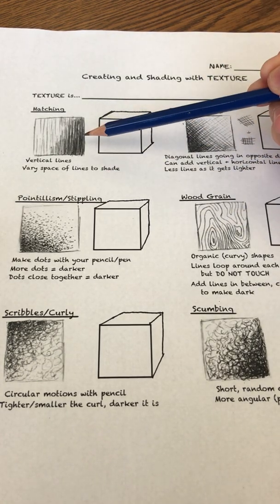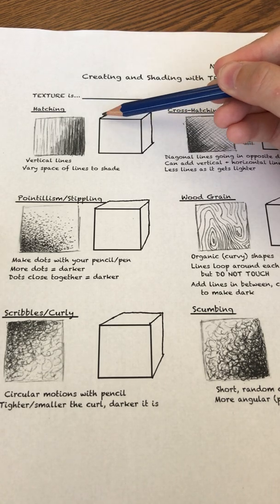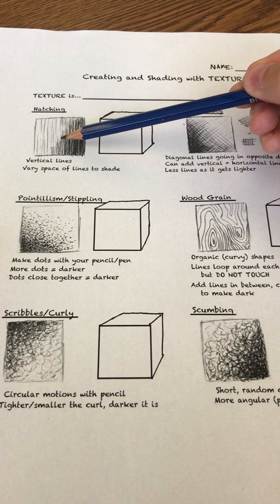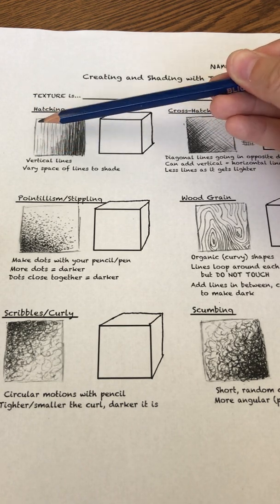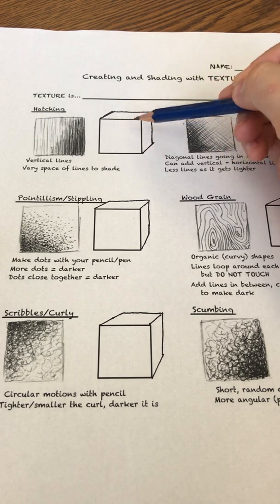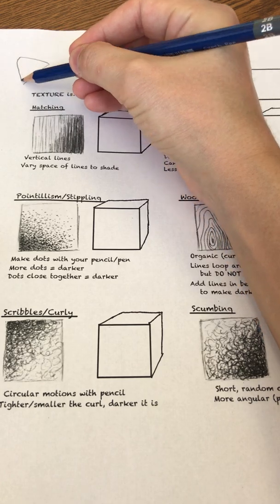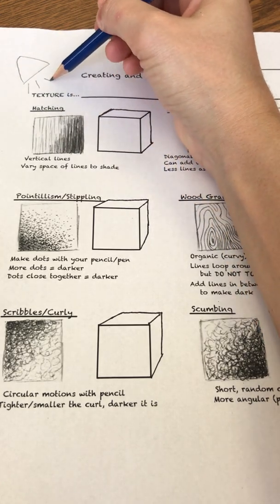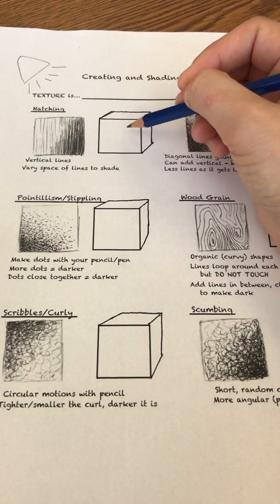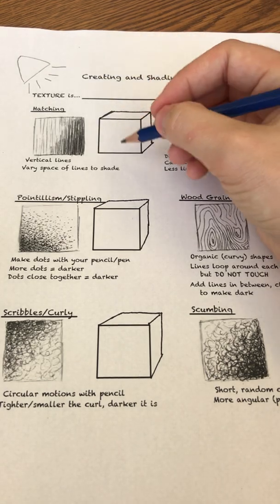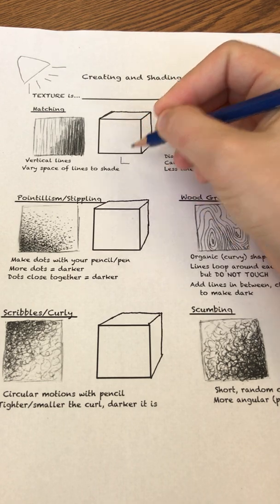So the first one is hatching, and that's going to be vertical lines, and the closer you put the lines together, the darker the value is going to appear. The farther apart they are, the lighter it appears. So if this is your three-dimensional box, you can pretend that you have a nice little lamp over here shining some light down, and it's shining down on all 3 sides.